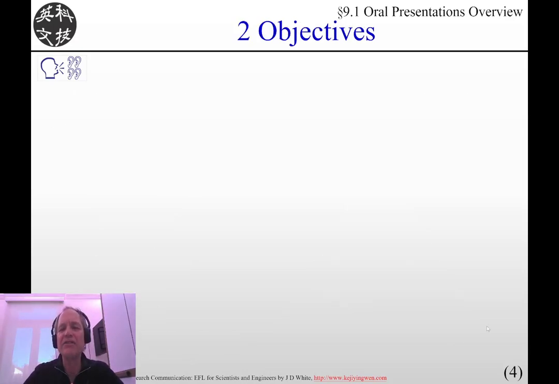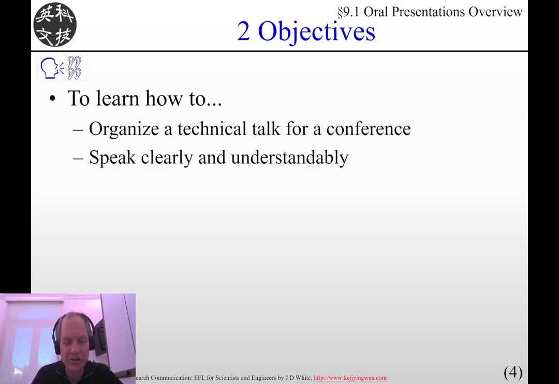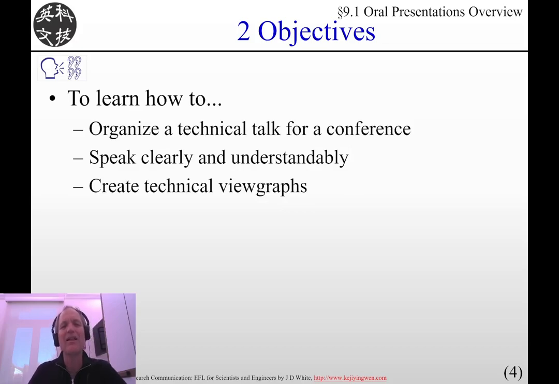So in light of these goals, let's look at our objectives. What are we going to do? Organize a technical talk for a conference. We're going to learn how to speak clearly and understandably. We are going to learn how to create technical view graphs, I hope. These are the standards that I expect to evaluate you on by the end of the course.